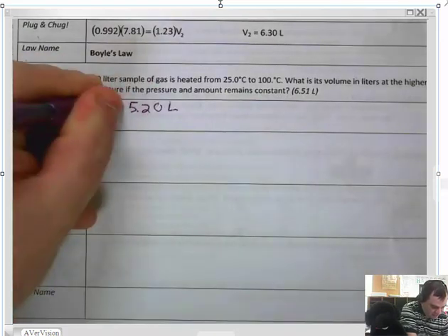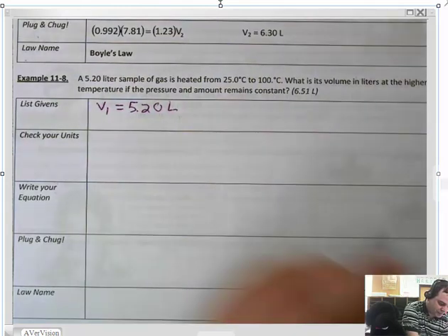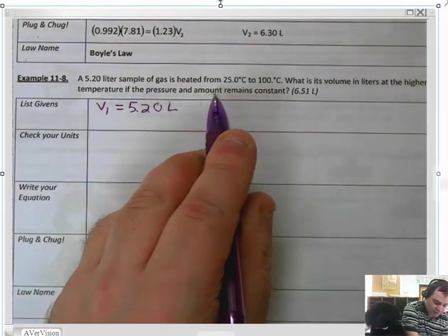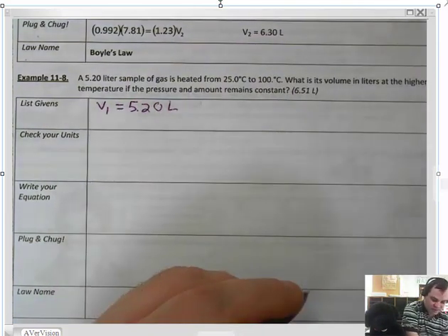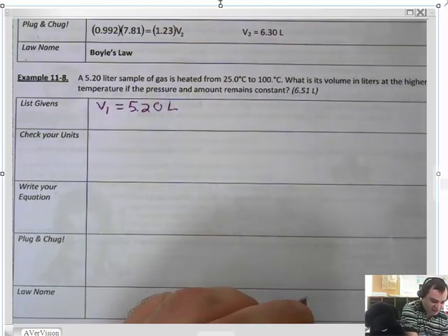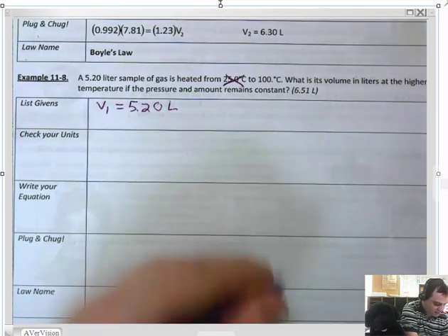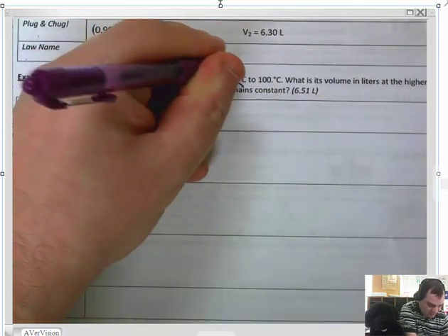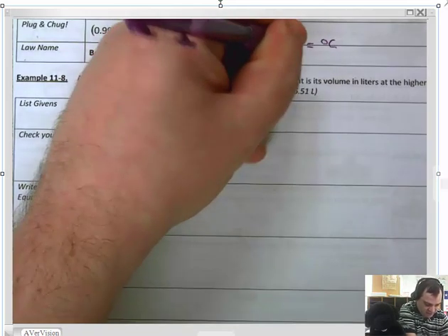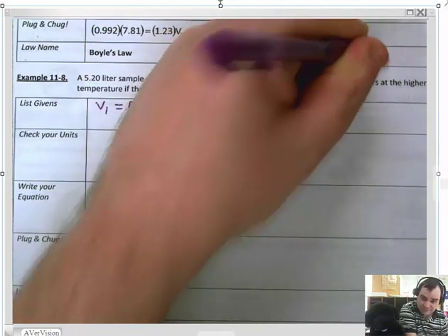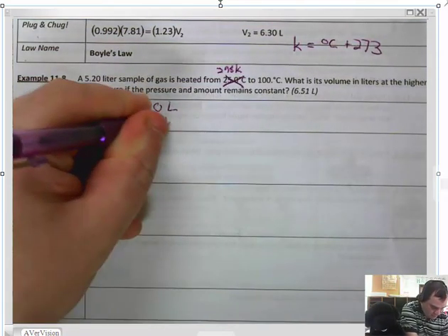Okay, a 5.20 liter sample. This is going to be V1 because we know that liters are a measure of volume. It is heated from 25 degrees Celsius. You cannot use 25 degrees Celsius because these are based off of Kelvin. We are going to use 298 Kelvin, because we remember Kelvin equals Celsius plus 273. So I know that 298 Kelvin is T1.